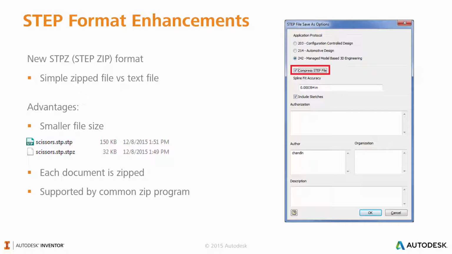You can look at the example given there on the screen, where we've reduced the size of a file from 150 kilobytes down to 32 kilobytes. So about a 4 to 5 ratio associated with the reduction in file size.